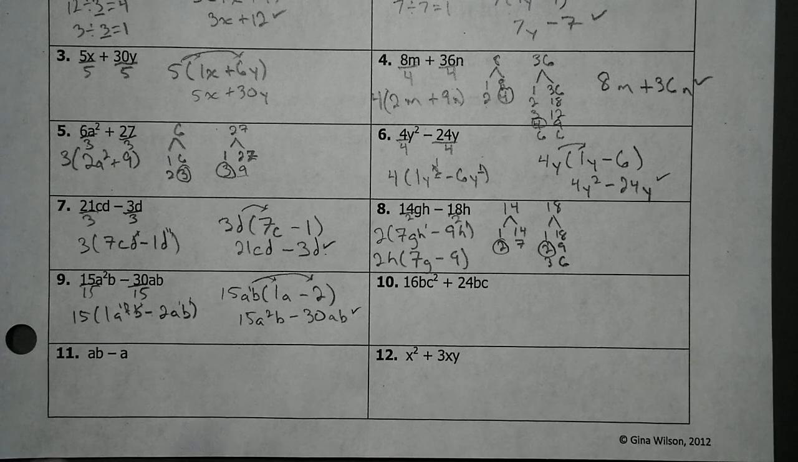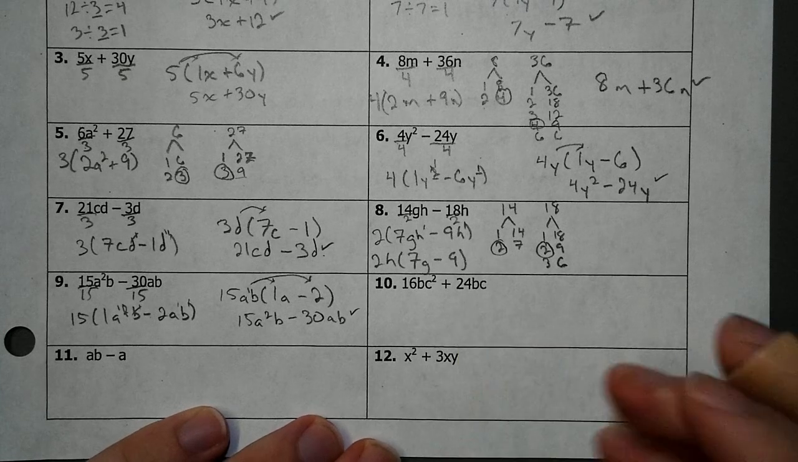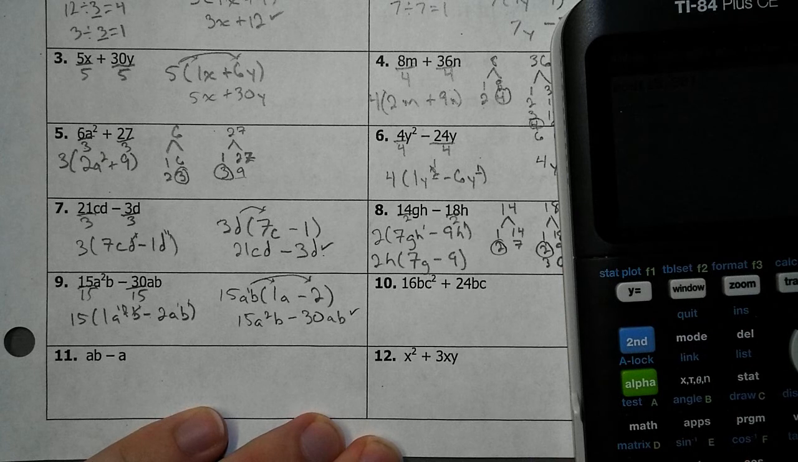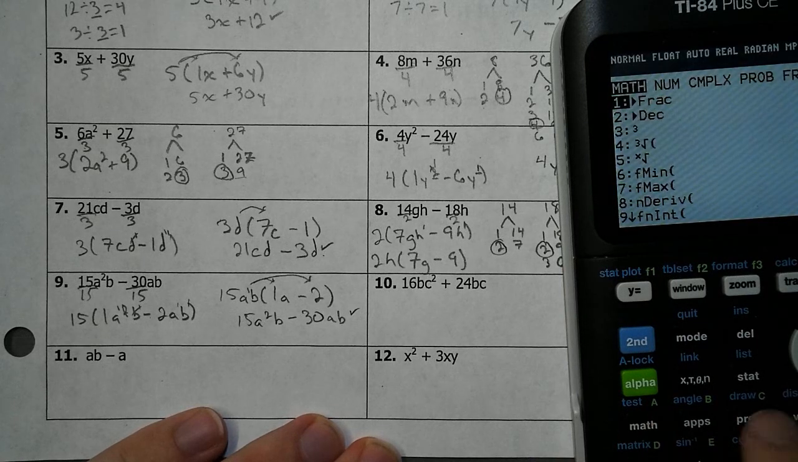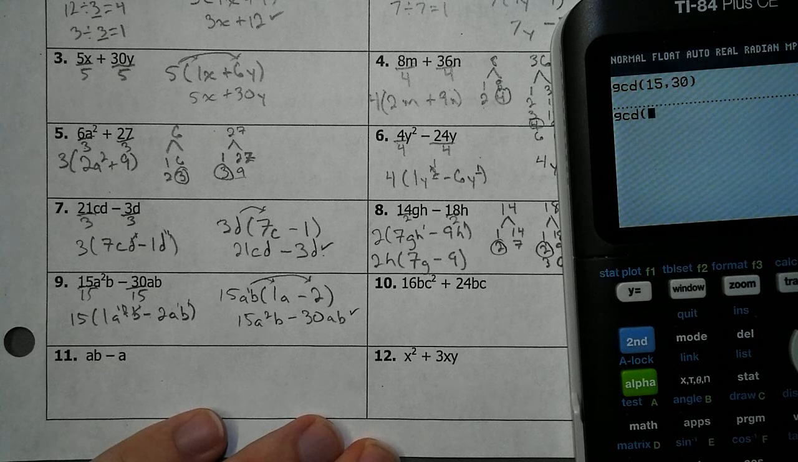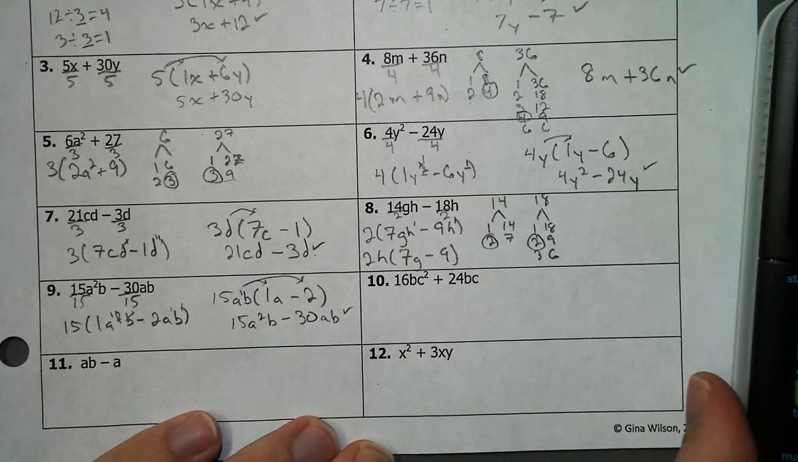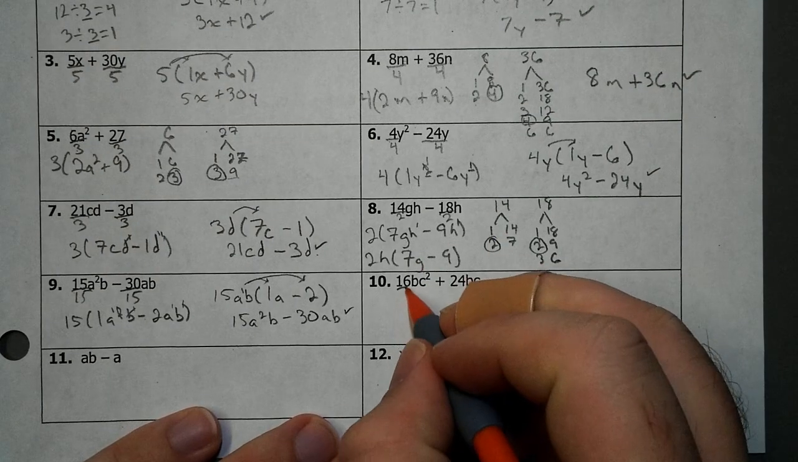All right, let's look at number 10. Now, I'm just going to use the calculator method just to go a little bit quicker. So, math number 9, GCD of 16 and 24. Put your first number, comma, then your second number, and that's going to just be 8. So, we're going to divide both of these by 8.